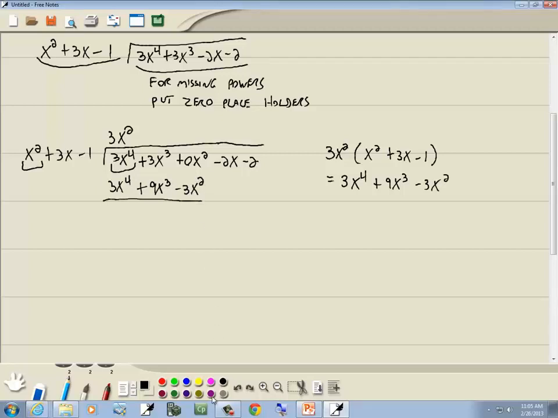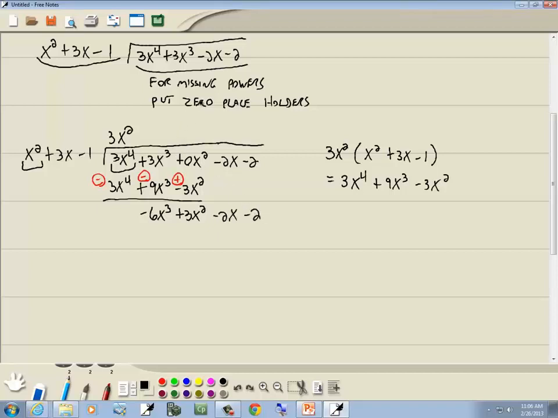Now we're going to subtract that, so we're going to flip the signs. The positive 3x to the fourth becomes negative. The positive 9x to the third becomes negative. The negative 3x squared becomes positive. Now 3x to the fourth minus 3x to the fourth drops away. 3x to the third minus 9x to the third gives us negative 6x to the third. 0x squared plus 3x squared: 0 plus 3 is 3. So we got 3x squared. And then I'll bring down everything else.